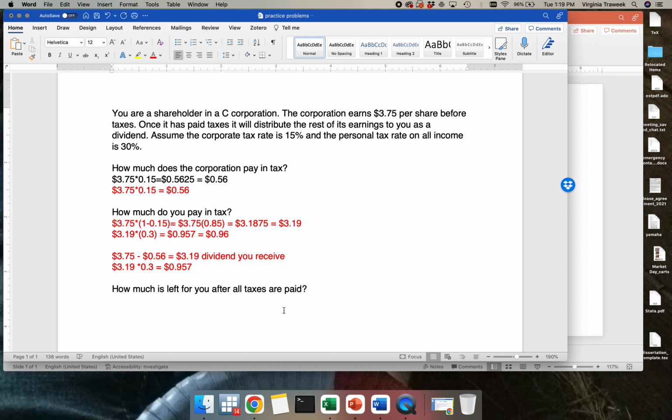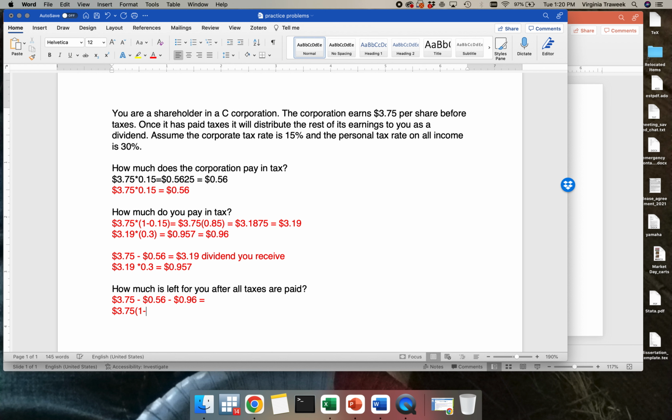And so the last question is, how much is left for you after taxes are paid? Well, you can do it 3.75 minus 0.56 minus, let's do the dollar sign, 0.96. So this is the tax to the government for the corporation. This is the tax to the individual, that the individual pays. Or another way you can do it is 3.75 times 0.85. So that's how much gets passed through to you as a consumer.